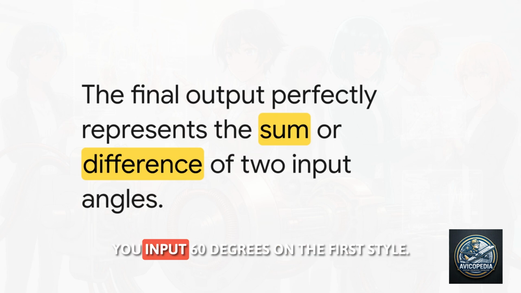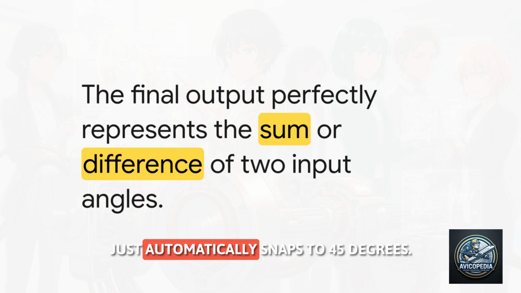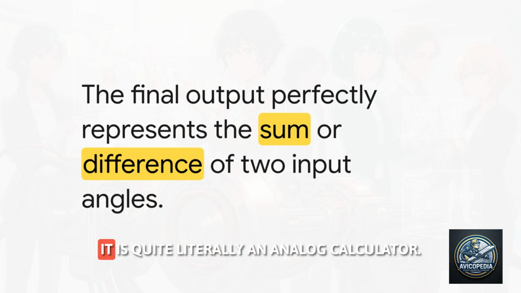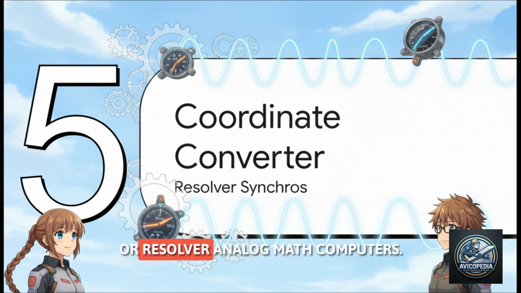Think about it. You input 60 degrees on the first dial, you put 15 degrees on the second dial, and the receiver just automatically snaps to 45 degrees. It is quite literally an analog calculator. And now, section 5, the coordinate converter, or resolver, analog math computers.